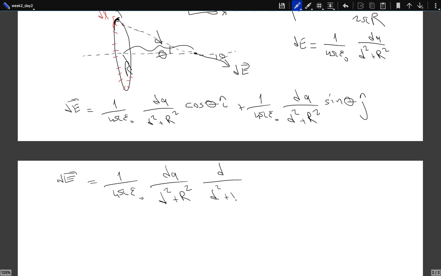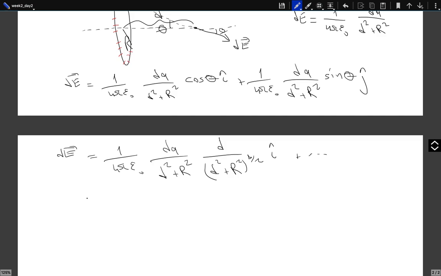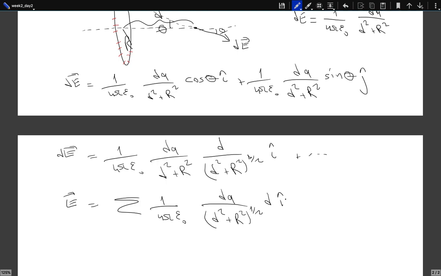D over d squared plus r squared to the power 3/2 in the I direction, plus the vertical component, which will sum to give me zero. That's why I don't write it explicitly. Now the total electric field will be just the sum of these terms, dq divided by d squared plus r squared to the power 3/2 times d in the I direction. Now this sum is over the various segments on the ring.